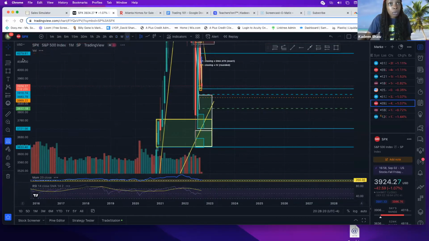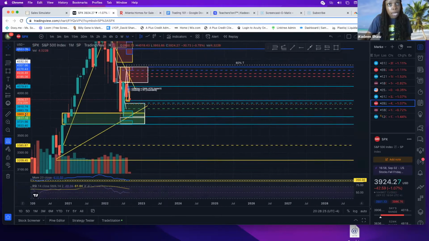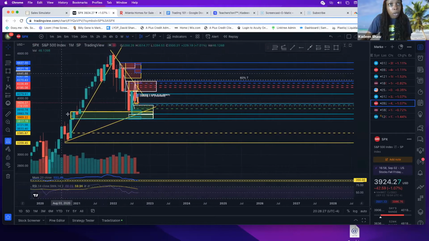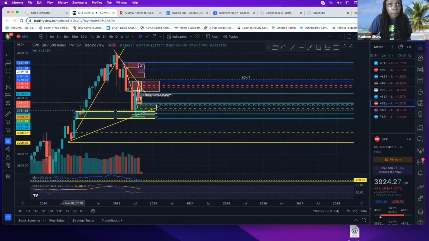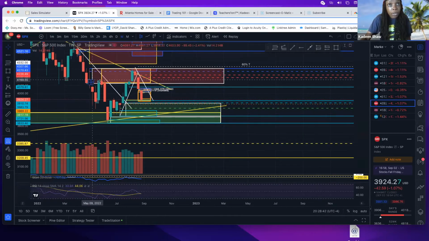For those who are asking what kind of color boxes I use, I go to the monthly and I put some box around the monthly. The monthly is yellow boxes. Yellow thick boxes is the monthly. Shaded in green if it's a demand zone, and I shade it red if it's a supply zone. Then I go to my weekly. I use white boxes for my weekly. And then I shade it in red if it's a supply zone, and I shade it in green if it's a demand zone.